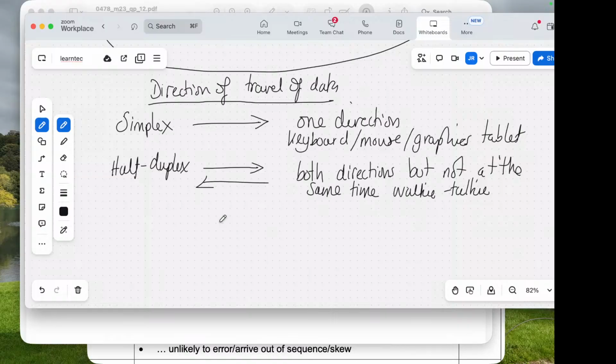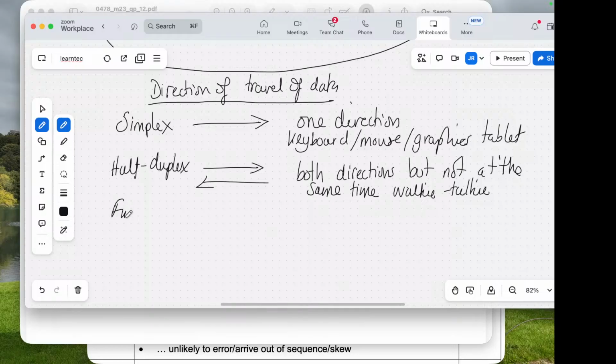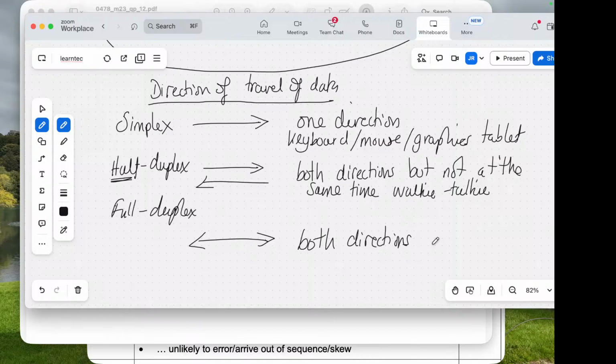And then what they're asking about is full duplex. So this is the last one. So full duplex, or you can just say duplex. I think they've said full duplex to clarify that it's not half duplex, but this is both directions at the same time. And this would be a network, for example. So network cable or Wi-Fi, something like that.